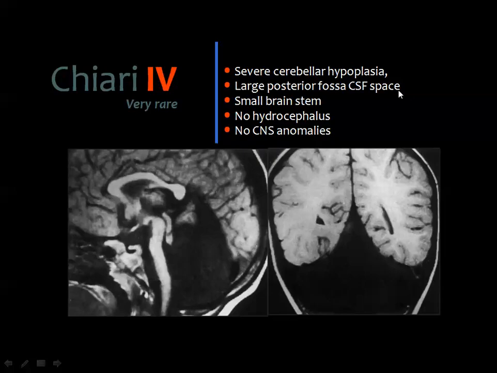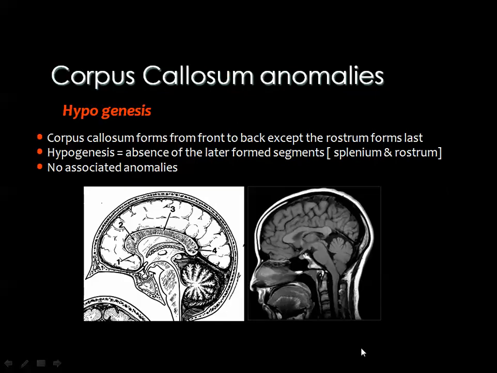The posterior fossa is mostly occupied by CSF. The brainstem is small. No hydrocephalus. The supratentorial ventricles are of normal size, and no other CNS anomalies. So it is better to call this severe cerebellar hypoplasia, not Chiari malformation, but it is included in the literature under this title.